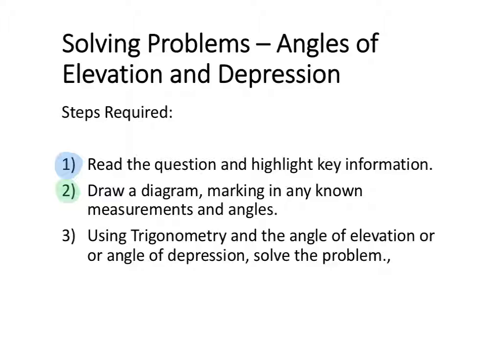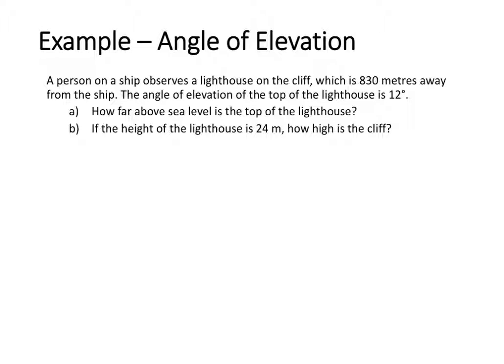Once you have done your diagram, you can use trigonometry and the angle of elevation or depression to solve the problem. So let's have a look at an example of how to solve a problem involving an angle of elevation. In this example, a person on a ship observes a lighthouse on the cliff, which is currently 830 meters away from the ship. The angle of elevation to the top of the lighthouse is 12 degrees. So we want to calculate how far above sea level is the top of the lighthouse. And if the lighthouse is 24 meters tall, how high is the cliff?